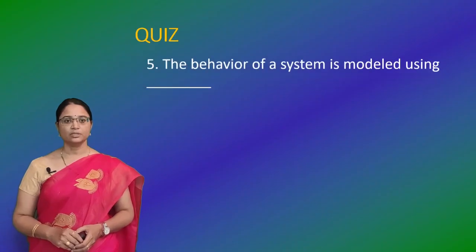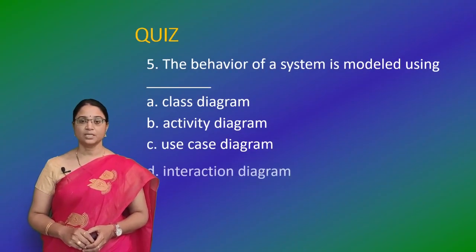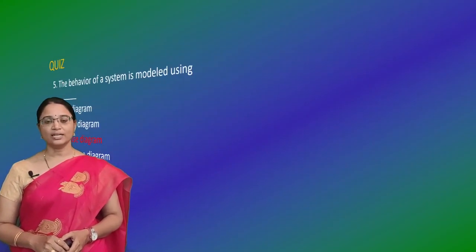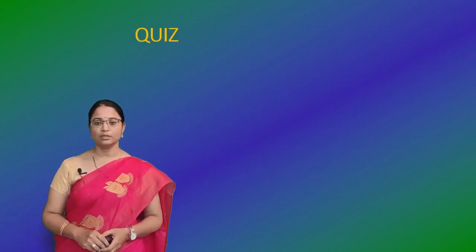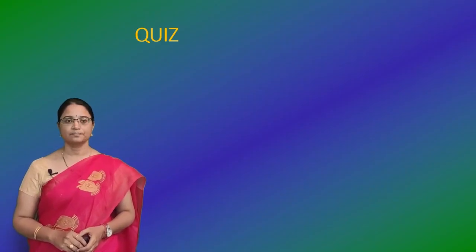Next question. The behavior of a system is modeled using class diagram, activity diagram, use case diagram, interaction diagram. This can be done by using the use case diagram. That's what we have seen while telling about the architecture of the UML also. We have seen about the 5 views. In that, one of the views is use case view. In that, it tells about the behavior of the system.